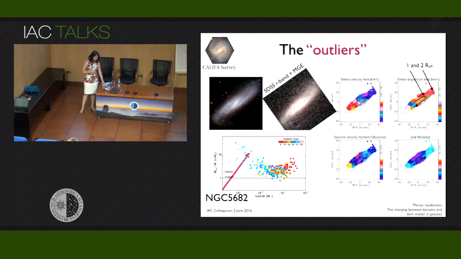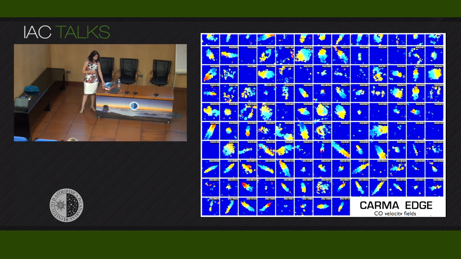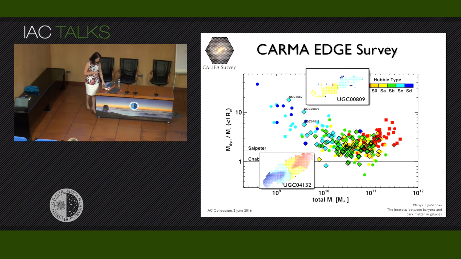last year there was a survey conducted with CARMA, the CO radio facility in the US, just a few days before it was closed effectively. So we managed to observe about 130 galaxies. And so this is a preliminary snapshot of their velocity fields. And this is the overlap that we're having with the CALIFA 300 sample. So all the galaxies with diamonds are in the edge sample as well.